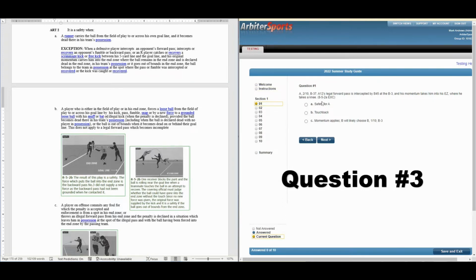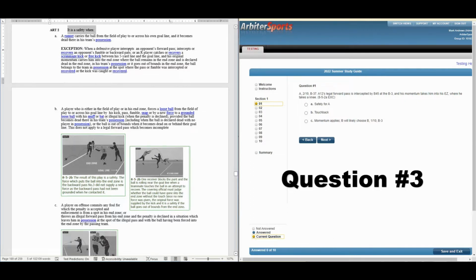So 8-5-2 Exception A deals with it being a safety when a runner carries the ball from the field of play to and across his own goal line and it becomes dead there in his team's possession. So that's what happened here. Okay. Exception.